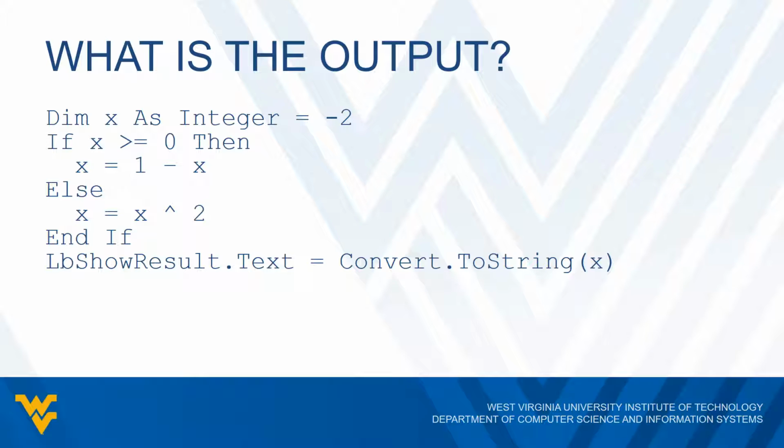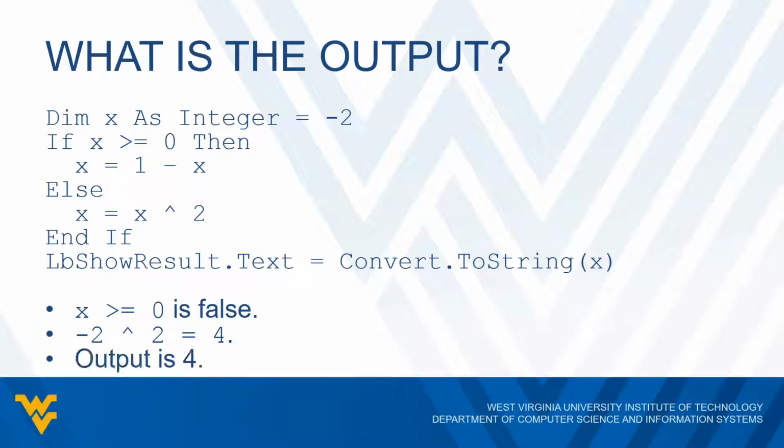So we have that x is initially -2, so we need to check our first condition, that x greater than or equal to 0. We find this is going to be false because -2 is not greater than or equal to 0. So we're going to go down to the else portion and execute the x equals x squared line. So that means we're taking x and squaring it and storing it back into x. So what's -2 squared? Well, we find that's going to be +4. So we store that into x, convert that to a string, and then store that in our label text. So this means that our output is going to be 4.